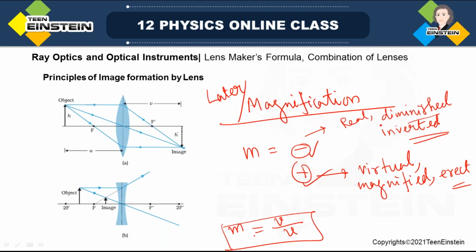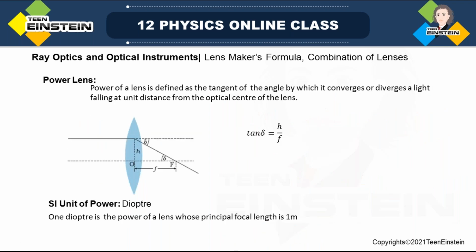Okay, all right. So now we'll learn what is power of a lens. The power of a lens is defined as the tangent of the angle by which it converges or diverges a ray of light falling at unit distance from the optical center of the lens. Okay, this is the definition of the power of a lens, and I have borrowed it from the NCERT textbook, as I always do. I follow that book as the main reference for the lectures.